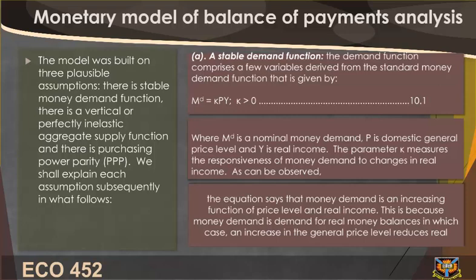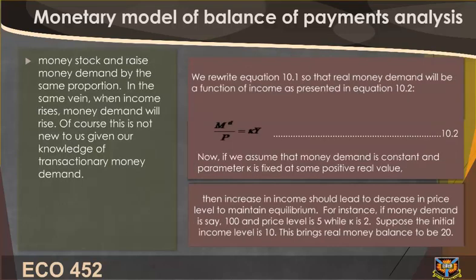This is because money demand is demand for real money balances, in which case an increase in the general price level reduces real money stock and raises money demand by the same proportion. In the same vein, when income rises, money demand will rise. Of course, this is not new to us given our knowledge of transactional money demand. We write equation 10.1 so that real money demand will be a function of income as presented in equation 10.2.